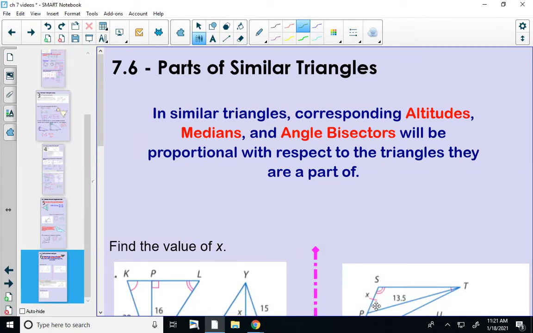The last section of chapter 7 is about more proportional parts in similar triangles. Yesterday we talked about adding in parallel lines or mid-segments and those being proportional. Today we're just going to add in even more segments. So in similar triangles, corresponding altitudes, medians, angle bisectors, anything that you add on to those triangles will also be proportional with respect to the triangles they are a part of.